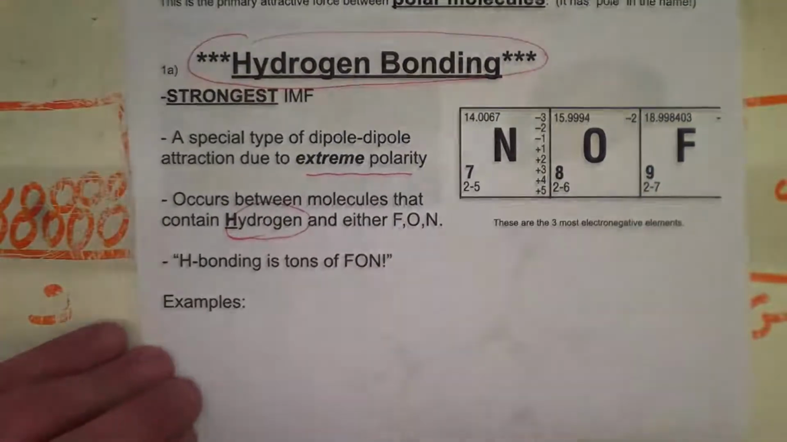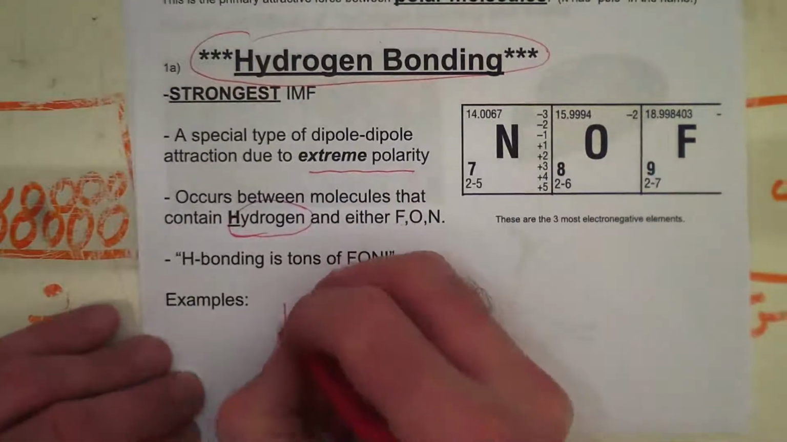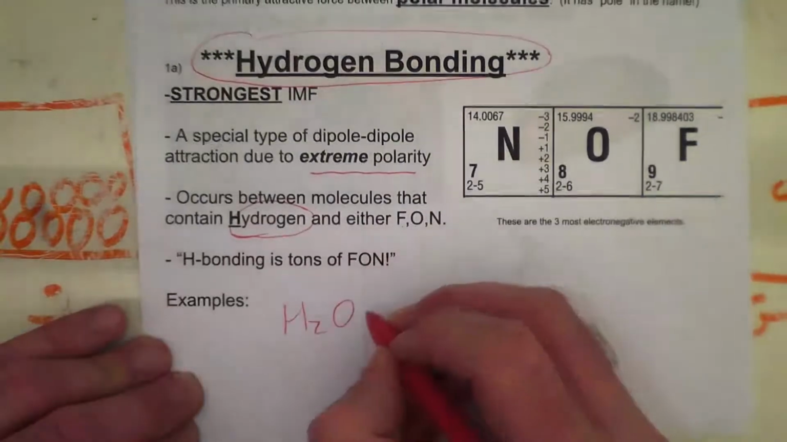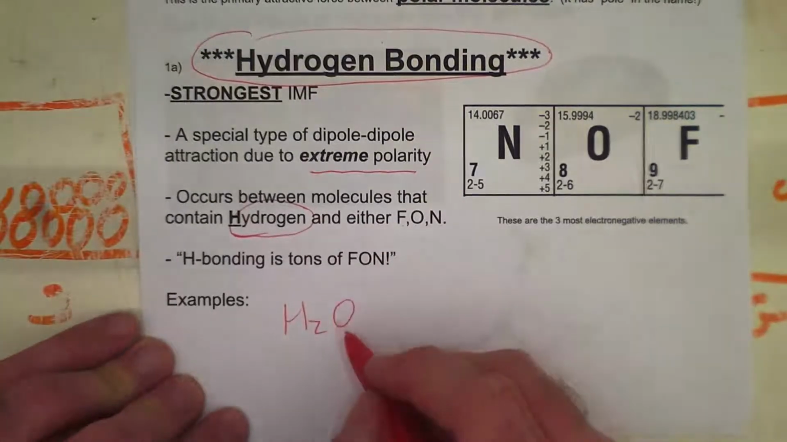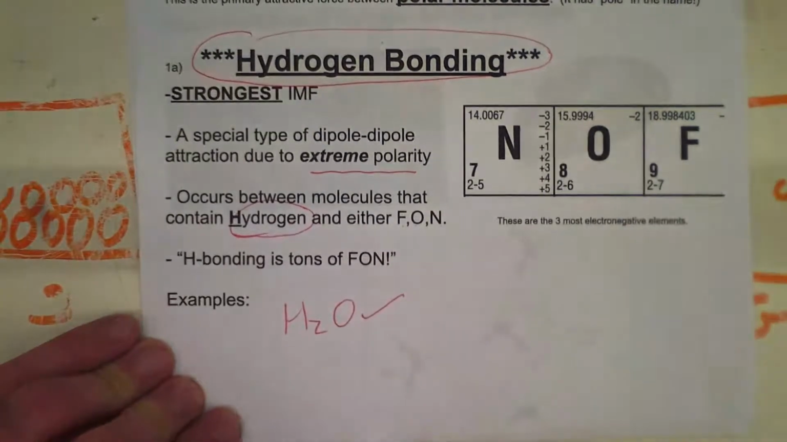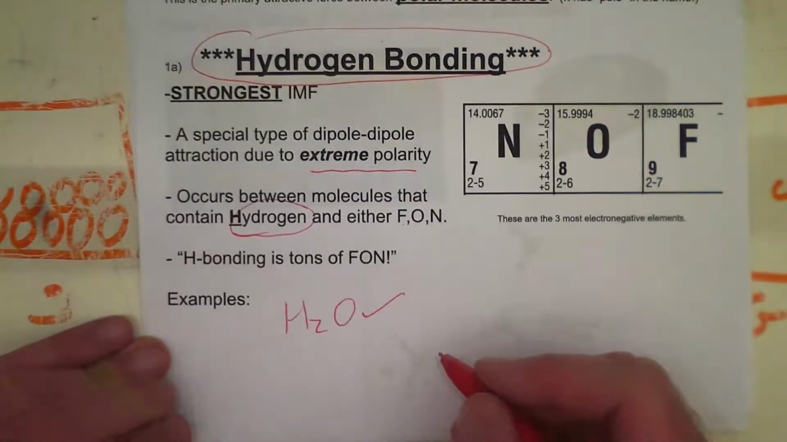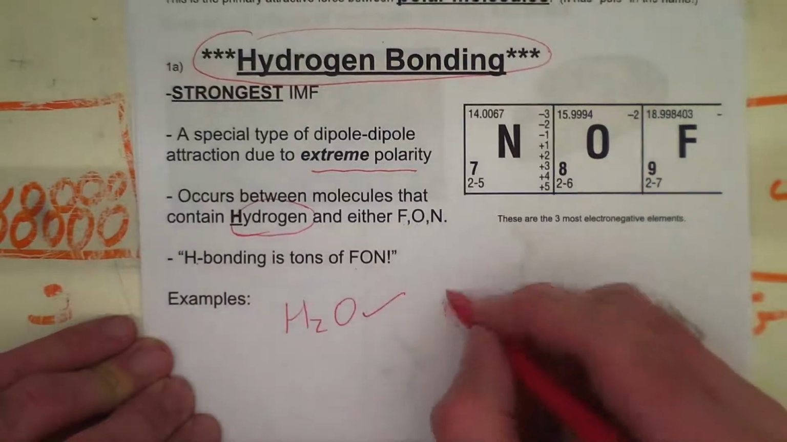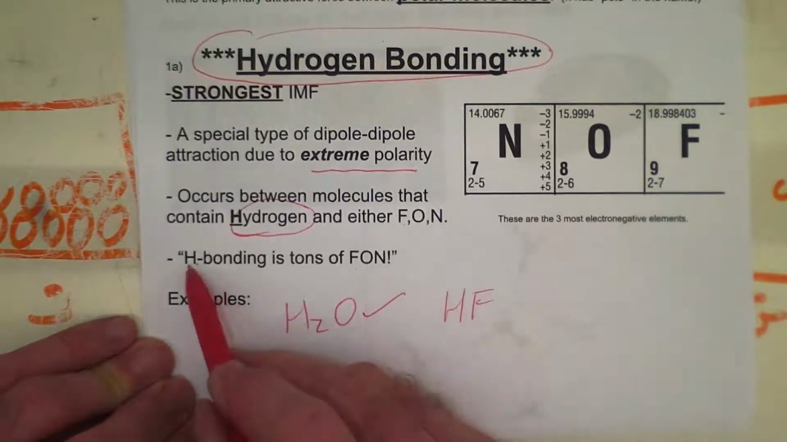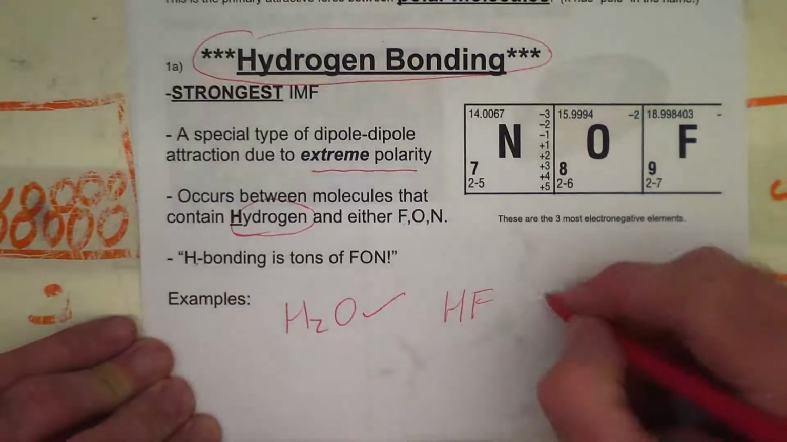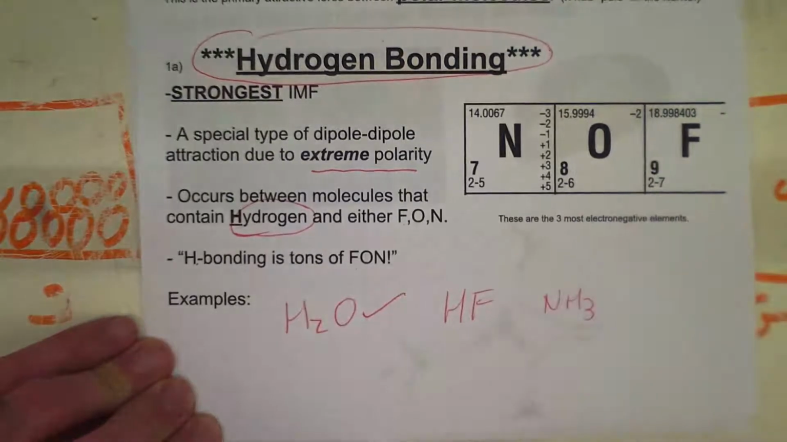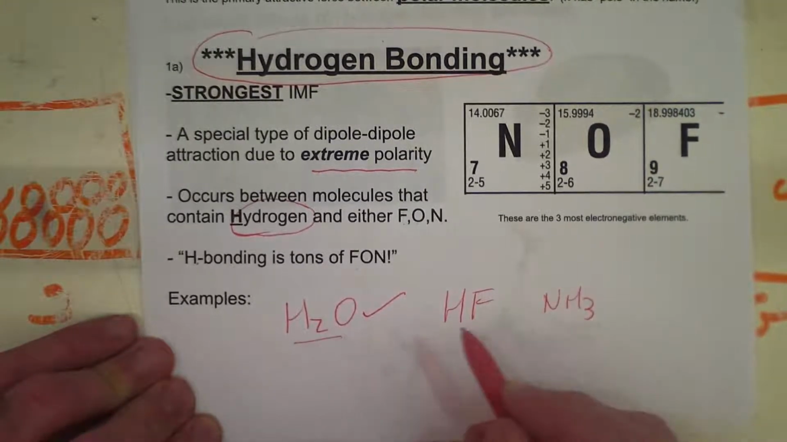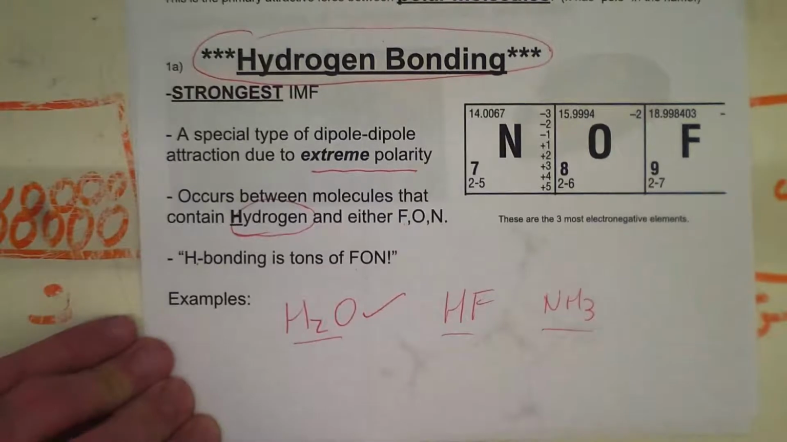What are some examples of molecules that have hydrogen bonding? Well, water has hydrogen bonding. And every time you're asked about an intermolecular force affecting water, and you'll be asked that a lot in this course, it's going to be hydrogen bonding. What else? Well, what do you get when you have H and F? You get hydrogen fluoride. What do you get when you have H and N? You get NH3. So in order to have hydrogen bonding between molecules, the molecules have to have hydrogen and either oxygen, fluorine, or nitrogen.